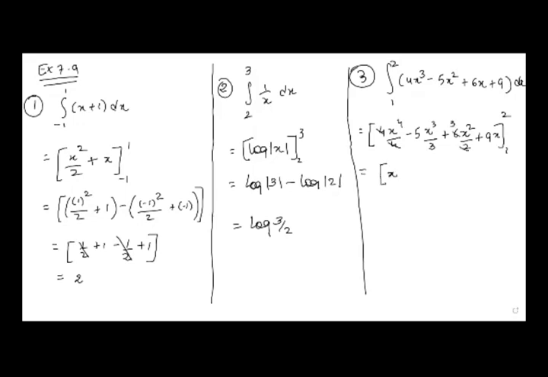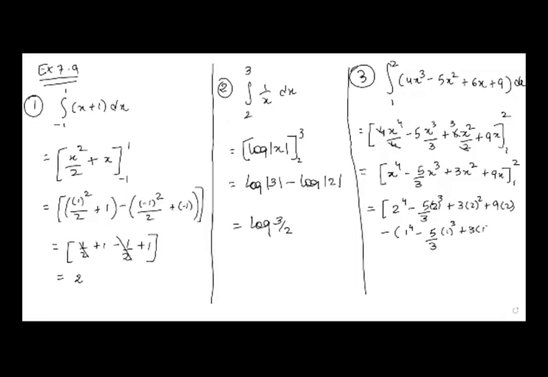So here it is x raised to 4 minus 5 by 3 x cube plus 3x square plus 9x. Now first of all, we'll keep the upper limit, that is 2 raised to 4 minus 5 by 3, 2 cube plus 3, 2 square, minus, we'll keep the lower limit, 1 raised to 4 minus 5 by 3, 1 cube plus 3 into 1 square, 9 into 1, right?